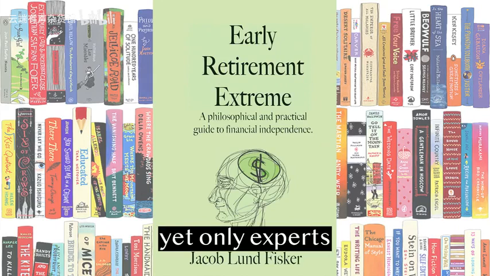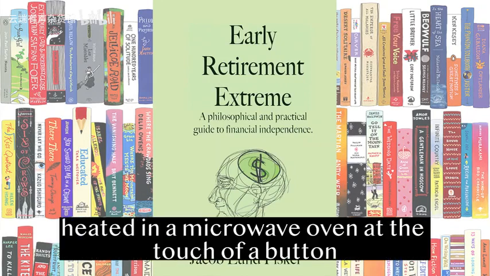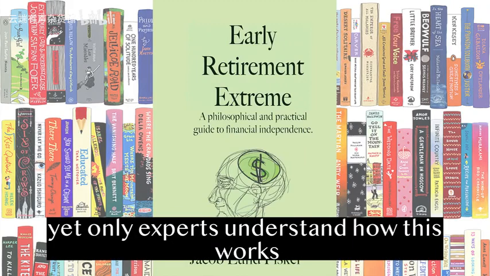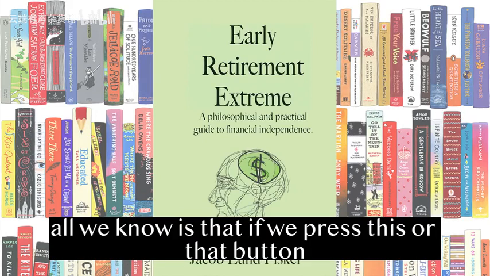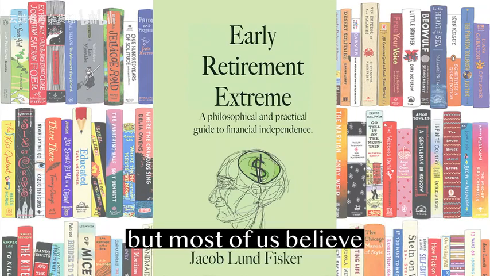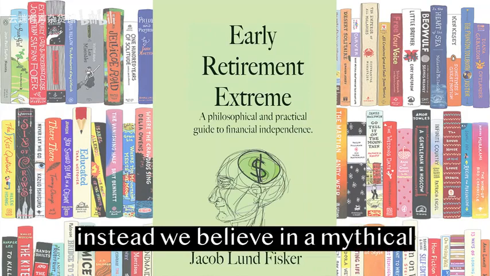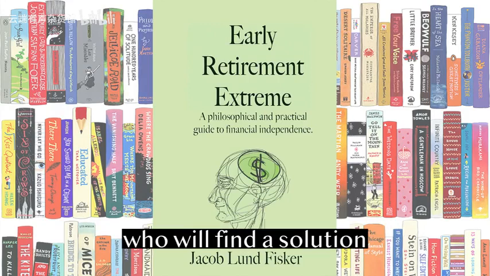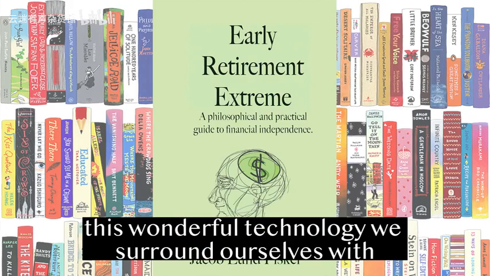Yet only experts understand the fiat-based money credit system. We live in a world where food can be heated in a microwave oven at the touch of a button, yet only experts understand how this works. This goes for most of the other technology we use. All we know is that if we press this or that button, things magically happen. We are aware of large-scale problems, but most of us believe that we can't do anything about them. Instead, we believe in a mythical they who will find a solution, just like they have provided all this wonderful technology we surround ourselves with.